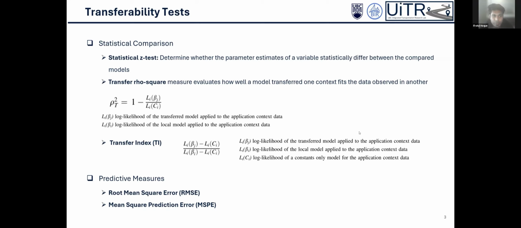The next statistical comparison metric that we can use is transfer rho square, which evaluates how well a model transferred from one context fits the data observed in another. The equation can be seen here, which uses the log likelihood of the models. And another one is the transfer index. The formula for that is also shown here, which also uses the log likelihood values of the models. And apart from that, we have also used some predictive measures to compare between the models, which include root mean square error, RMSE, and mean square prediction error, MSPE.